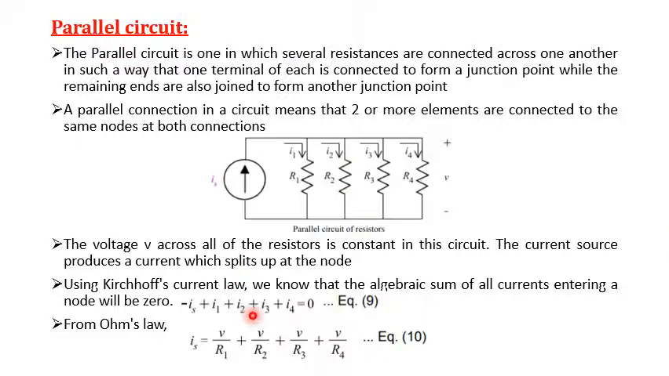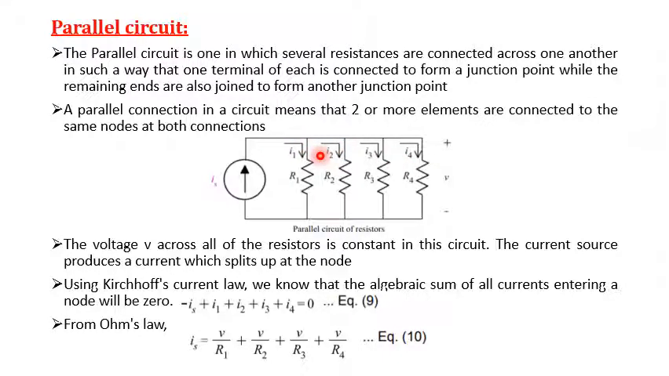Now for this circuit, you apply Kirchhoff's current law. You know what Kirchhoff's current law is: the current entering the node is equal to the current leaving the node. Suppose you consider this a node. Then Is is the current entering the node, and the currents I1, I2, I3, I4 are leaving the node.